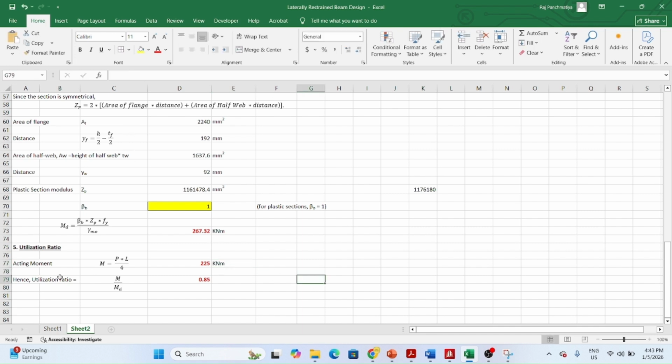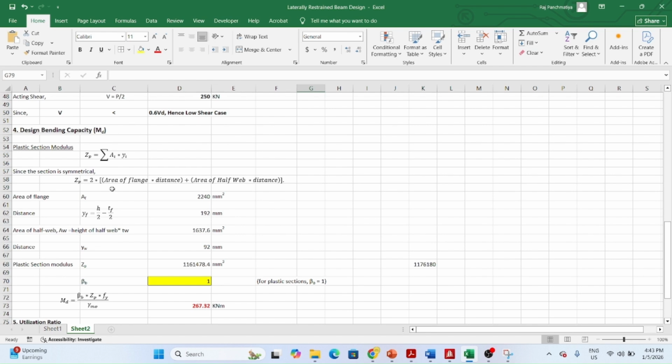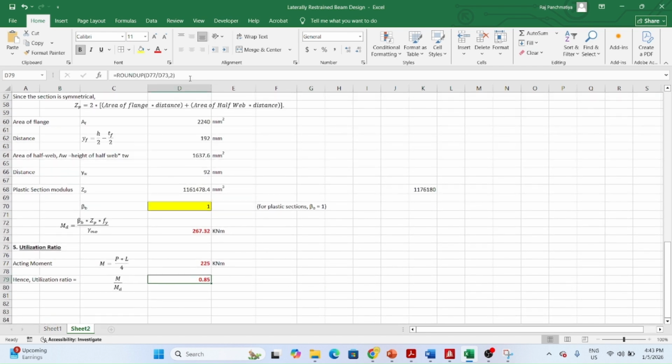So what will be your utilization ratio? That will be M upon MD, that is the acting moment divided by the design strength. So this will be 225 divided by MD, which is 267.32. So this is the utilization ratio that we are getting from the manual calculations, that is 0.85.